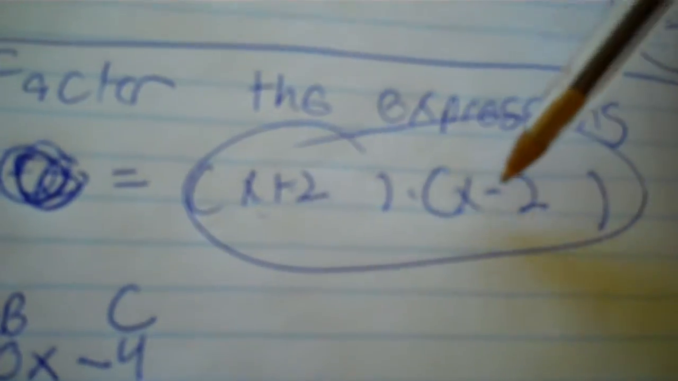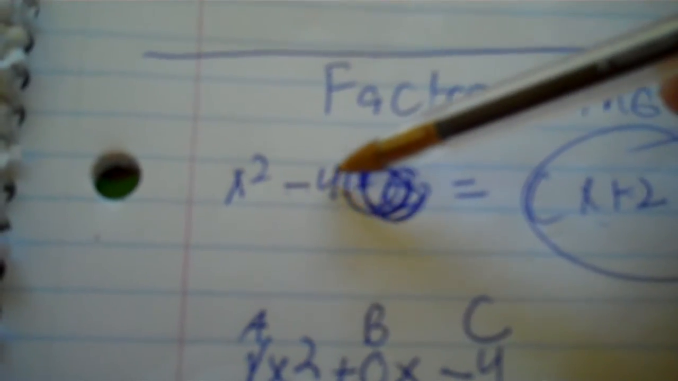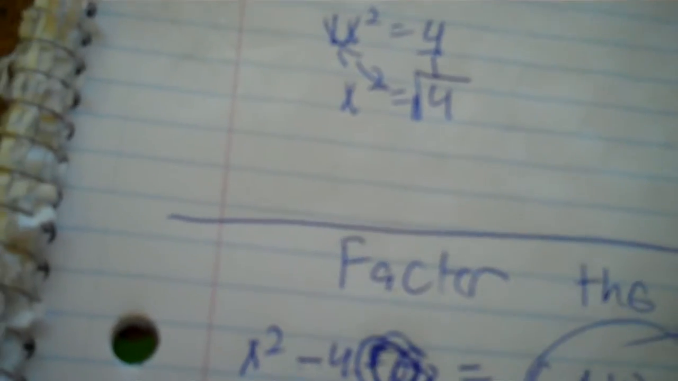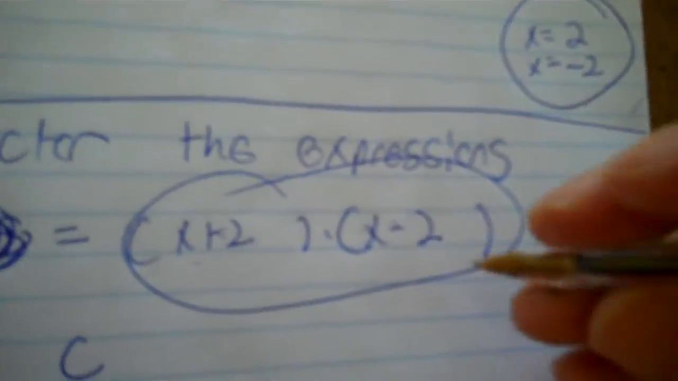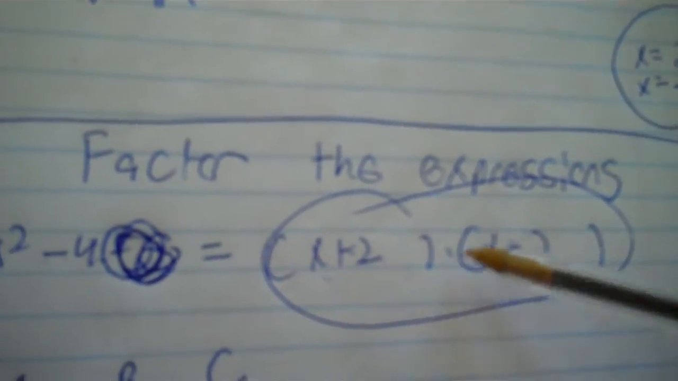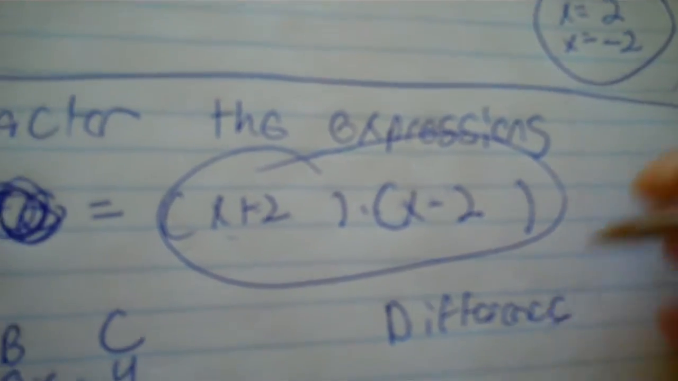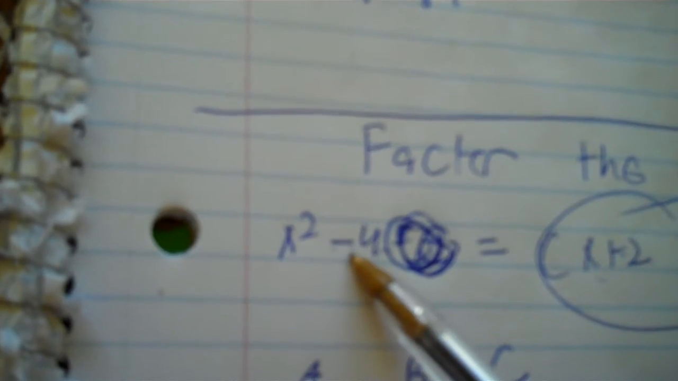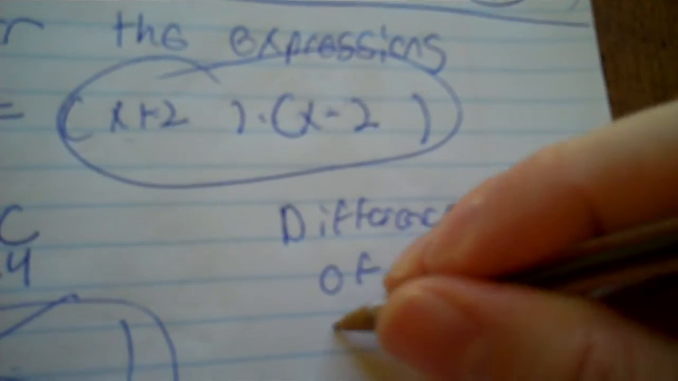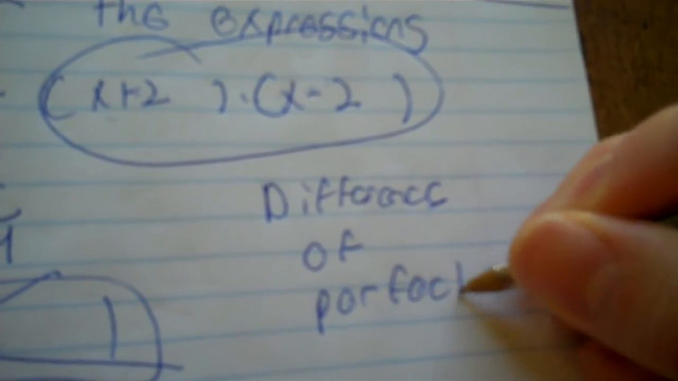Now what times what would be 4? Now for it to add to 0, you need a plus and a minus of the exact same thing. So what number times itself is 4? It'd be 2, okay? Going from here to here is what's called difference. It's called difference because there always has to be a minus in between perfect squares.